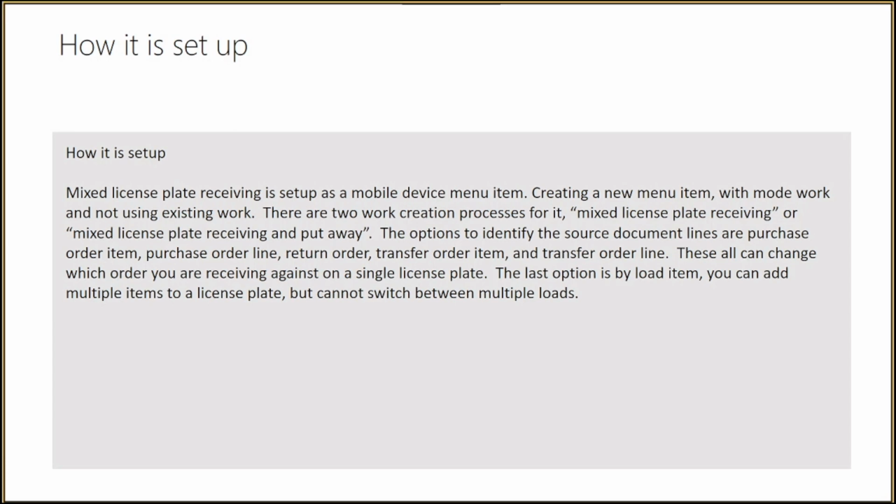The last option is by load item. You can add multiple items to a license plate, but cannot switch between multiple loads. What this means is that when I'm starting to receive, I can jump from one item to another within my document and the load, but I cannot jump across the loads. But that's also how it exists today.